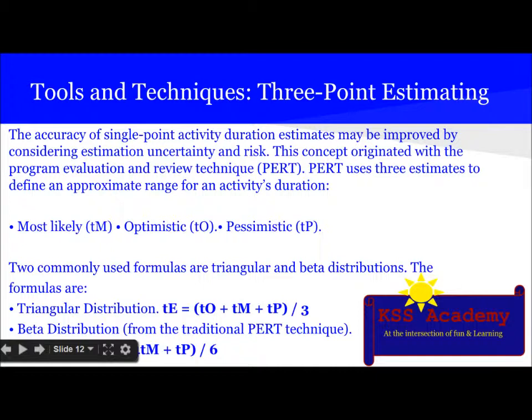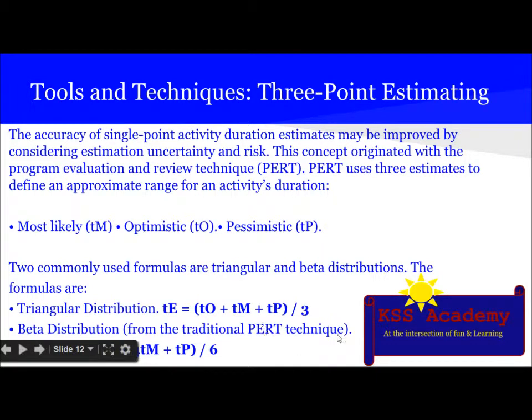For beta distribution, from the traditional PERT technique, we use four times the most likely time estimate plus optimistic plus pessimistic, the whole thing divided by 6. So this formula here gives you the beta distribution, which is also called the PERT technique.